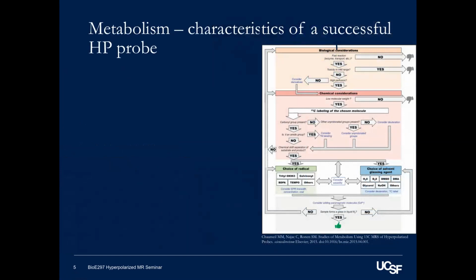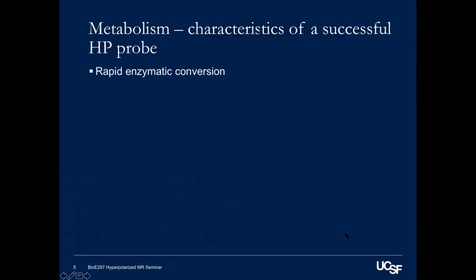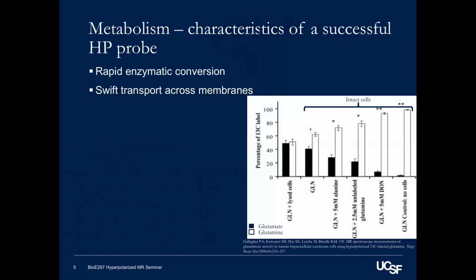And so this is a very nice review by Miriam Chaumet, and this is a flow chart of how you go about selecting a probe. What are the stepwise characteristics of how you make it into a successful hyperpolarized probe for your application. So the very first characteristic you want to think of is very rapid enzymatic conversion. It should be quick transport across the membrane. That would be the first step for the cell to take it up.